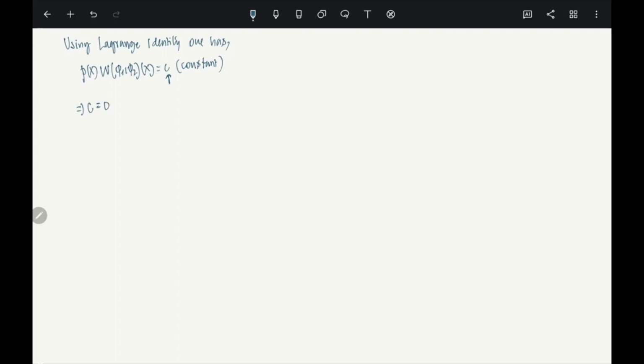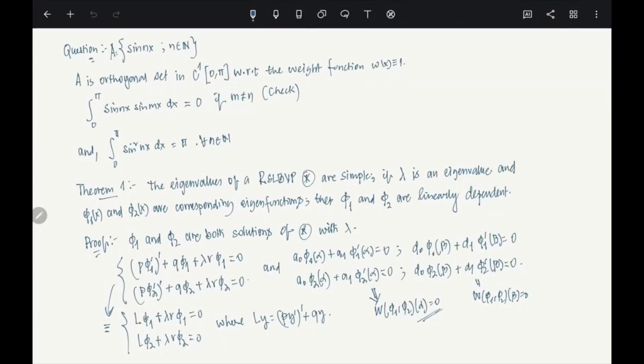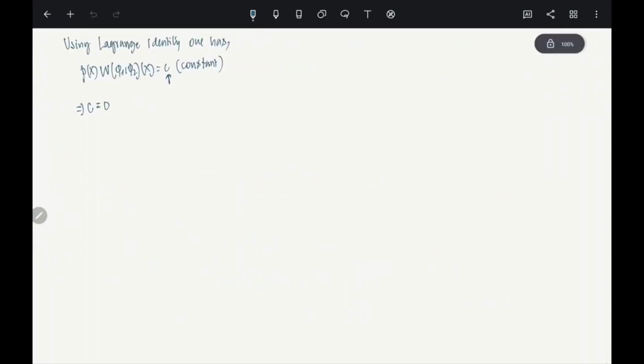I hope this is clear. See, Abel's theorem: phi1 and phi2 are both solutions of this equation, right? So if the Wronskian is 0 at one point, it has to be 0 everywhere. That's just Abel's theorem. So the Wronskian of phi1, phi2 at any point x is essentially 0. So C has to be 0 because P is assumed to be positive. We have always assumed P is greater than 0. So C has to be 0.